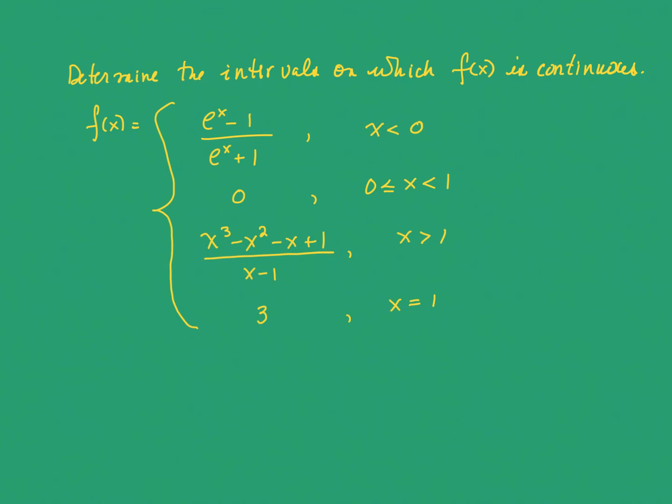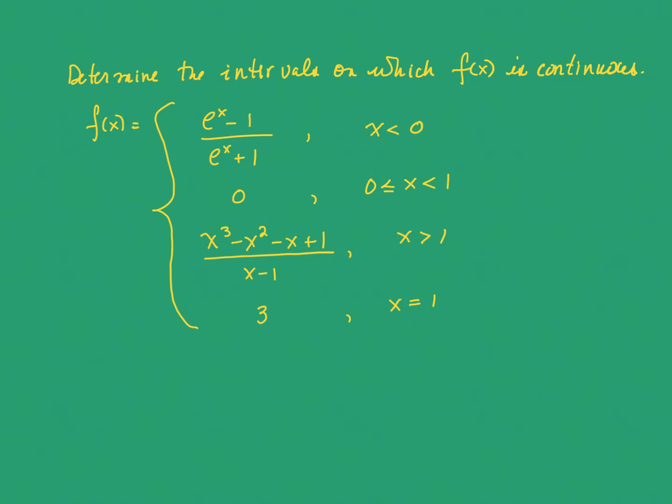In this video, I'm going to determine the intervals on which this function is continuous. So first note that this part of the function will be continuous on its domain. Its domain is actually all real numbers, and it's defined to be this for x less than 0. These two are constant functions, which are continuous everywhere. And this is a rational function, which is continuous on its domain, which includes all real numbers except 1. And we've just defined it to be this function when x is greater than 1, so it's continuous on that piece.